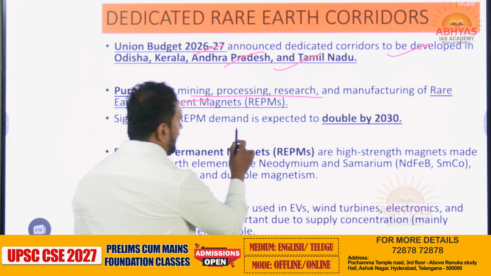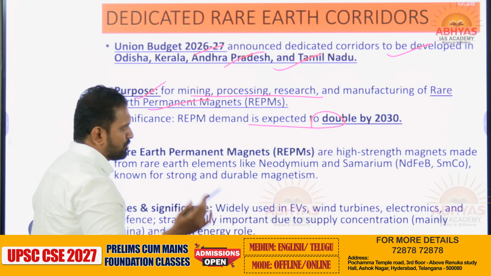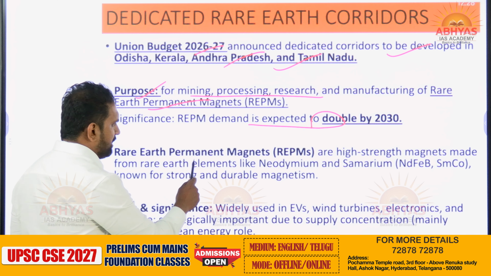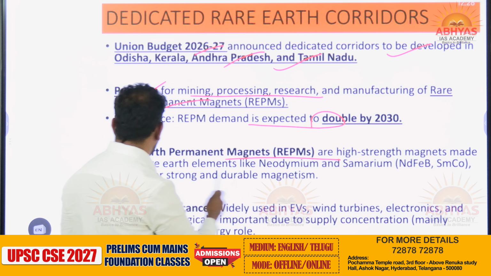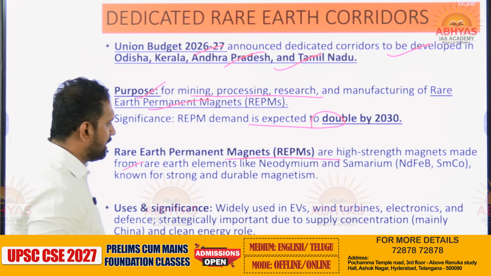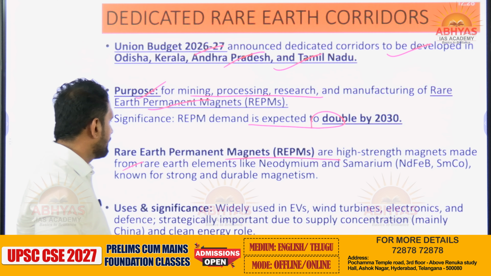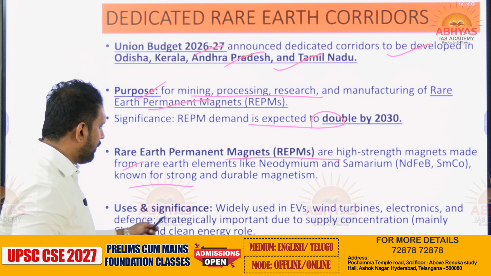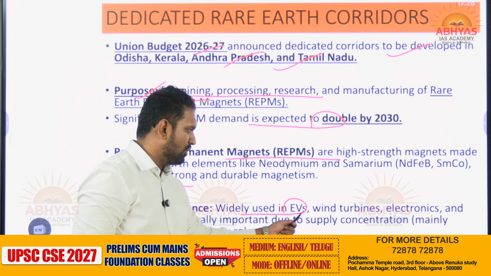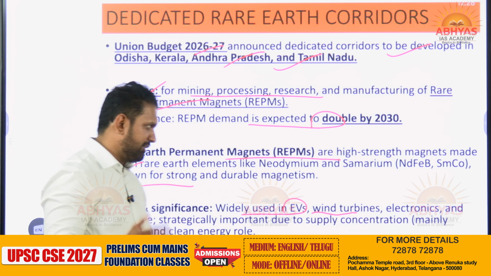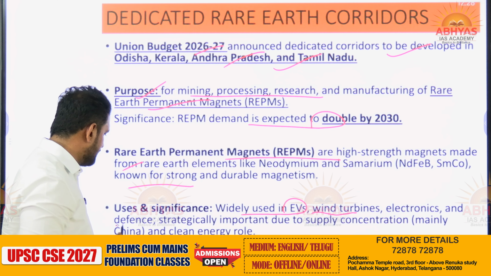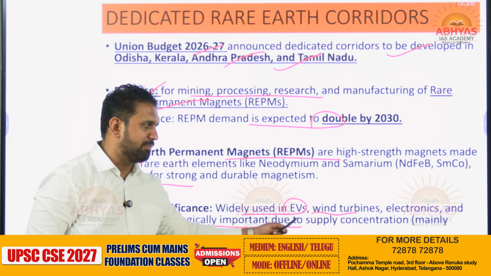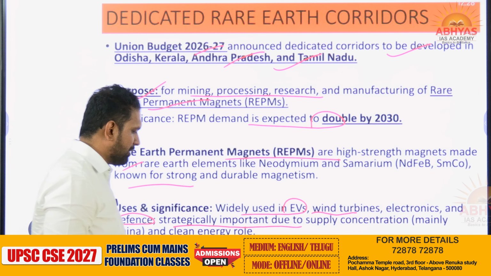Significance: demand is expected to double by 2030 because all of us are going to use these gadgets for sure. Rare earth permanent magnets are high-strength magnets made from rare earth elements like neodymium and samarium, known for strong and durable magnetism. They are widely used in electric vehicles, wind turbines, TVs, mobile phone electronics, defense, drones and more. Strategically important due to supply concentration, mainly coming from China.